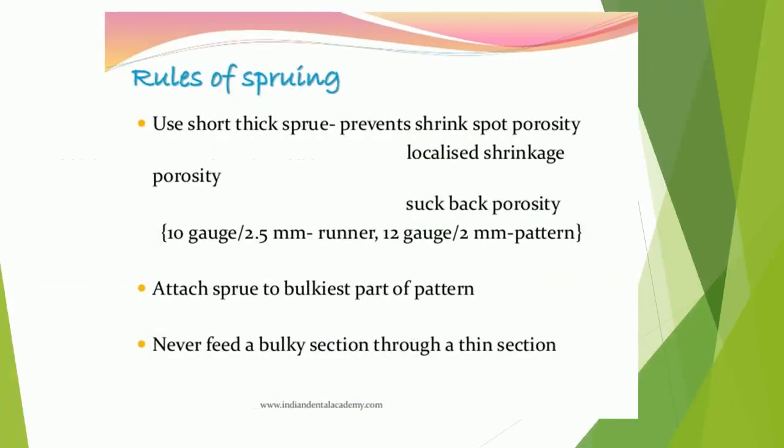Back to the technique of casting, we talked about sprueing. This is a very important step, although you won't be asked to do this at this level, but you should have some knowledge of the technical aspects. So basically, there are rules of sprueing, and it says that you should use short and thick sprues that prevent spot porosities and localized shrinkage porosities. We should attach the sprue to the bulkiest part of the pattern, and never feed the molten alloy through a thin section.